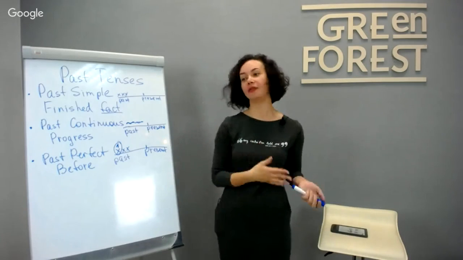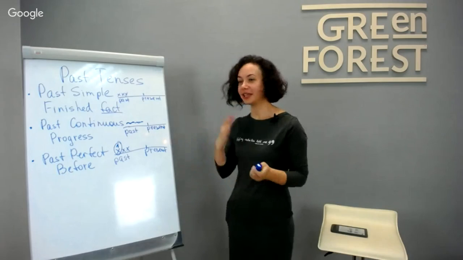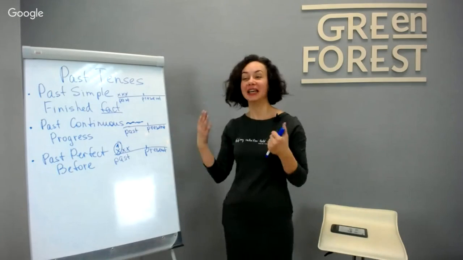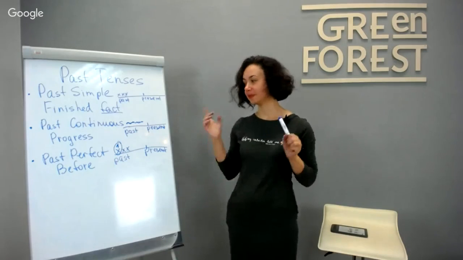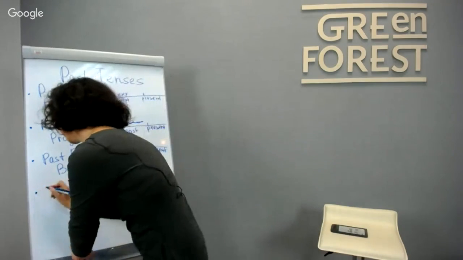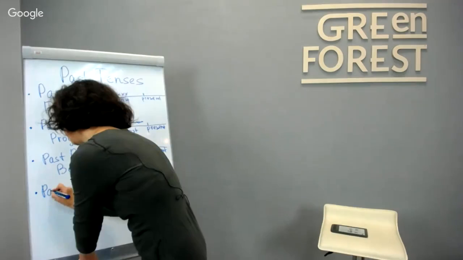You can even use after. It doesn't matter. After I came home, the dinner had been cooked. Anyway, the dinner had been cooked shows that the action happened before. This is the main idea. And the last one is going to be past perfect continuous.